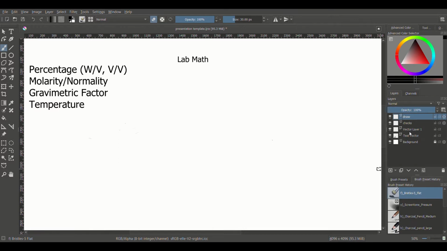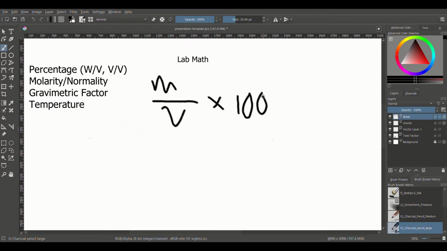If you need to make a reagent or a solution of a certain concentration, you'll probably need to use these equations to do that. The first situation that we're going to go over is a weight per volume concentration. The equation that we use for that is our mass over our volume, and we'll multiply that by 100 to get our percentage. So why 100?